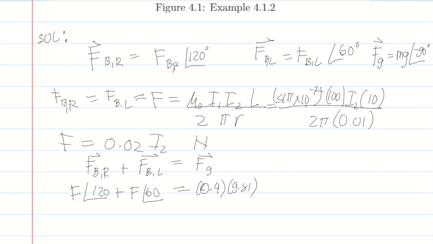Why do we need to convert it into kilogram? Because Newton is kilogram meters per second square, and the angle here will be equal to negative 90 degrees. So we know F is equal to 0.02 I2. So that's what we want to solve. If we can solve for F here, then we can now solve for I2, which is the unknown. So how do we solve F here?